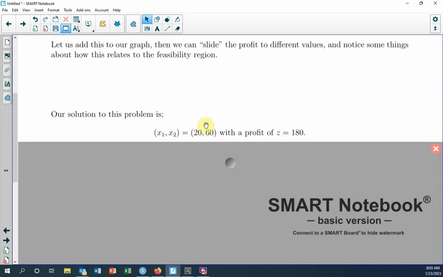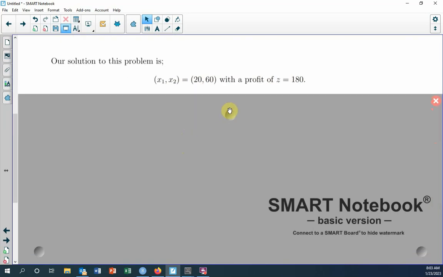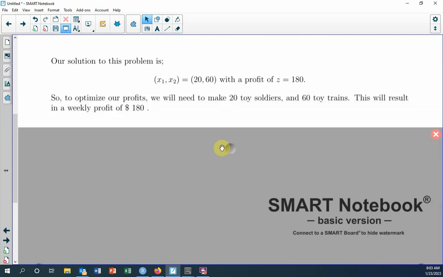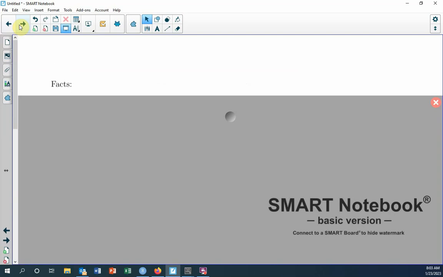We can write it as an ordered pair. When we get to higher dimensions, we'll just write them as ordered triples or some sort of ordered tuple. And the profit was 180. I don't know what units this was in. It's supposed to be Geppetto, the wood carver that carved Pinocchio, so I'm guessing whatever Italian currency was back when that movie was made. So just in summary, to optimize our profits, we can make 20 soldiers, 60 trains, and that's the best we could do. All right. Now a few other things before I get to some facts here.